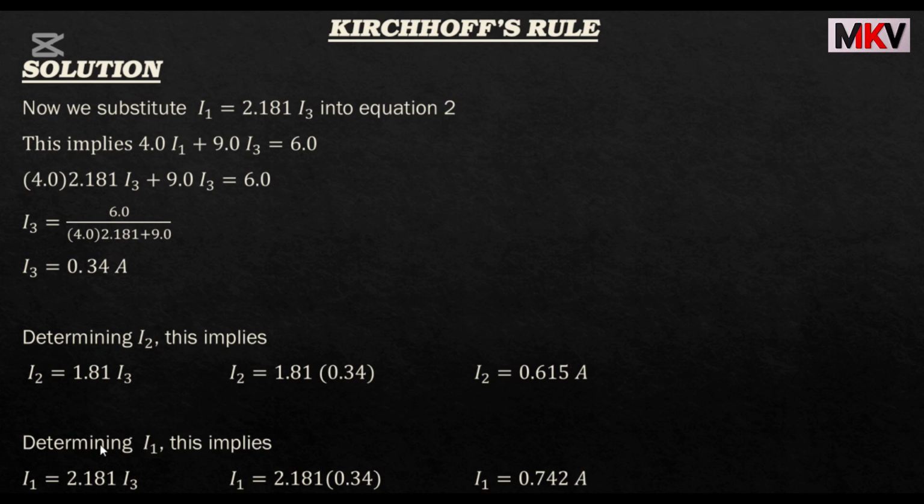We can also find our I1. I1 is equal to 2.181 times I3. If you substitute I3 into the equation, we have I1 equal to 0.742 ampere. So this is how we use Kirchhoff's rules to find current in a complex circuit having a lot of resistors, a lot of junctions, and a lot of loops in it.